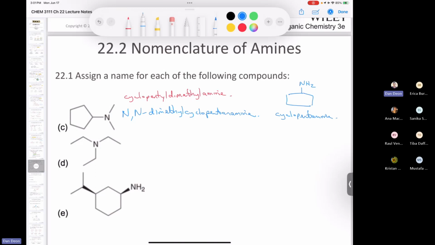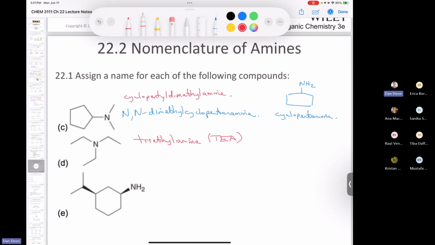Does anybody have a name for the next one? It's not a trick question. There are 3 alkyl groups, and I know you recognize all of them. They're all identical. Thanks, Erica. Perfect. So like Erica says, the common name for this compound would just be triethylamine. Triethylamine is actually so widely used that it has an acronym, which is TEA. You're like, can I have a cup of tea? No, thank you. That's triethylamine. That would be poison.